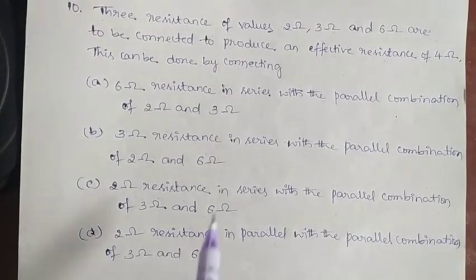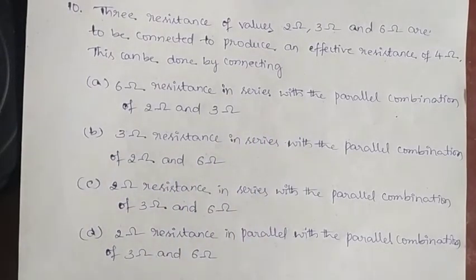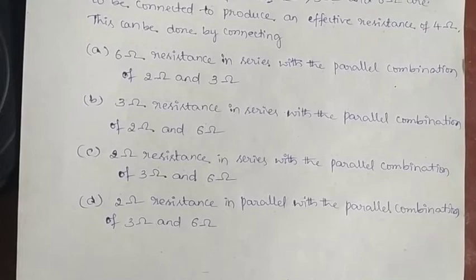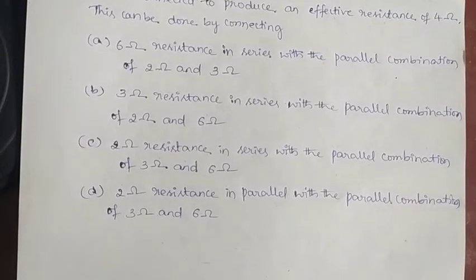Next question. Three resistances of values 2 ohm, 3 ohm and 6 ohm are to be connected to produce an effective resistance of 4 ohm. This can be done by connecting: option A, 6 ohm resistance in series with a parallel combination of 2 ohm and 3 ohm. Option B, 3 ohm resistance in series with parallel combination of 2 ohm and 6 ohm. Option C, 2 ohm resistance in series with parallel combination of 3 ohm and 6 ohm. Option D, 2 ohm resistance in parallel with the parallel combination of 3 ohm and 6 ohm.